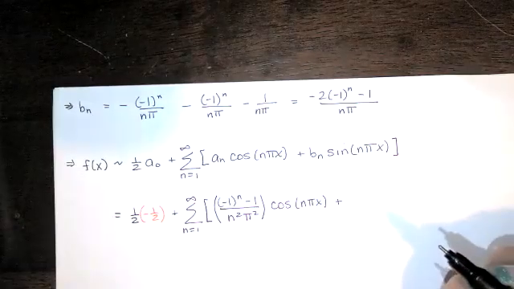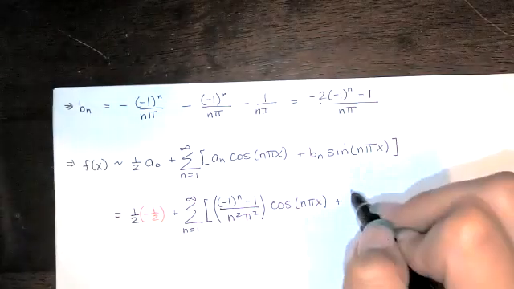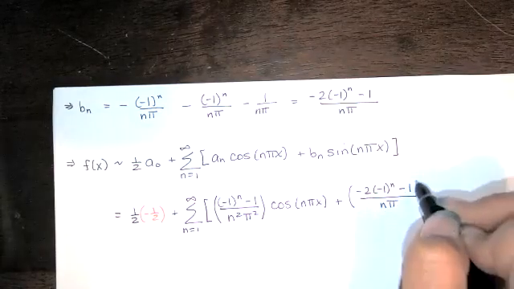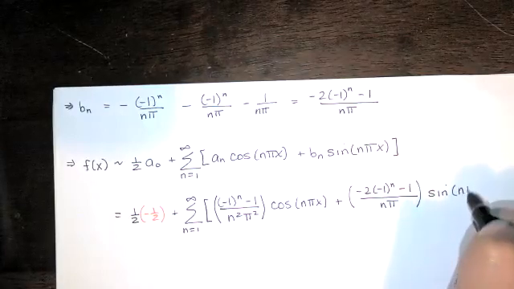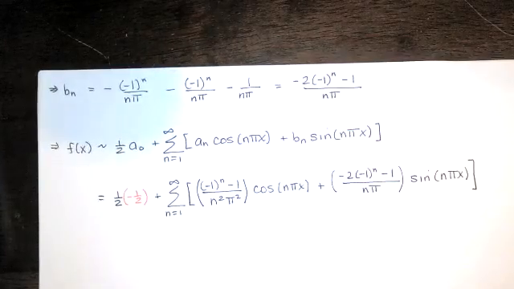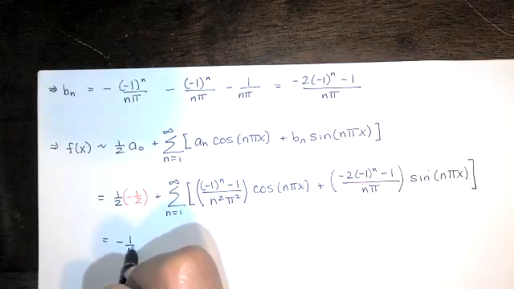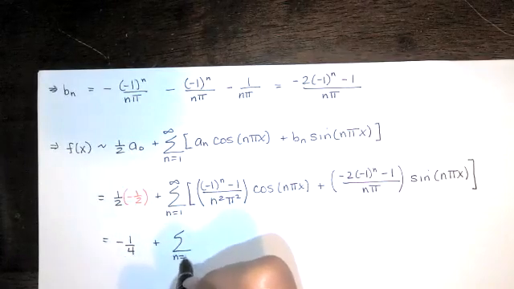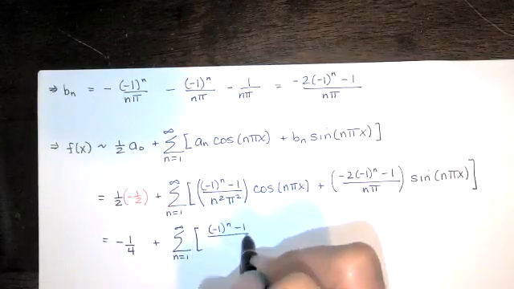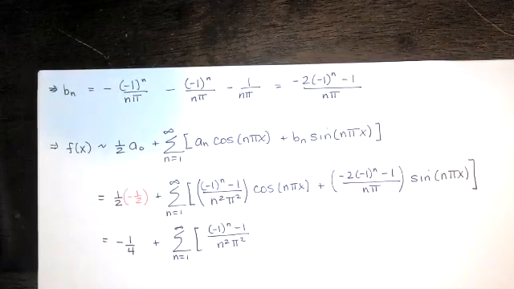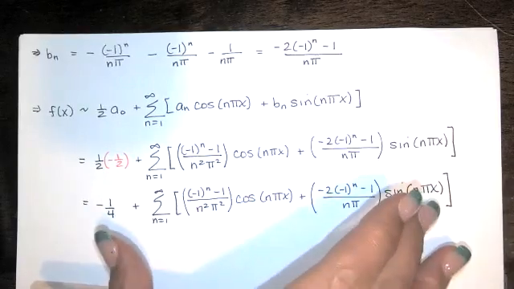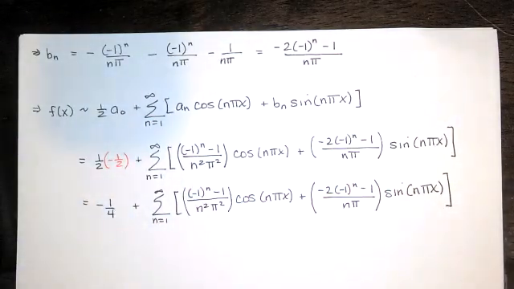And then the b sub n was this guy. So I have negative 2 times negative 1 to the n minus 1 over n pi times sine of n pi x. Provided we didn't make any algebra mistakes anywhere. So we've got negative 1/4 plus this. And I'm just going to rewrite that now. All right, so that is the series, the full Fourier series for f of x.